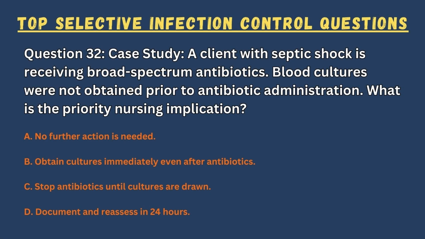Question 32. Case study. A client with septic shock is receiving broad-spectrum antibiotics. Blood cultures were not obtained prior to antibiotic administration. What is the priority nursing implication? A. No further action is needed. B. Obtain cultures immediately, even after antibiotics. C. Stop antibiotics until cultures are drawn. D. Document and reassess in 24 hours.